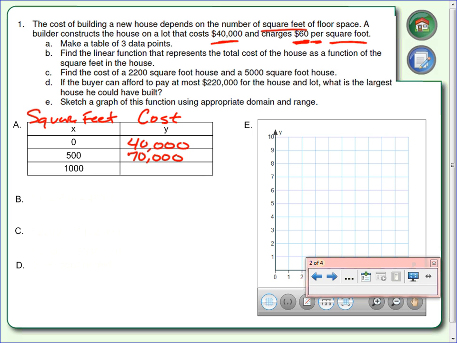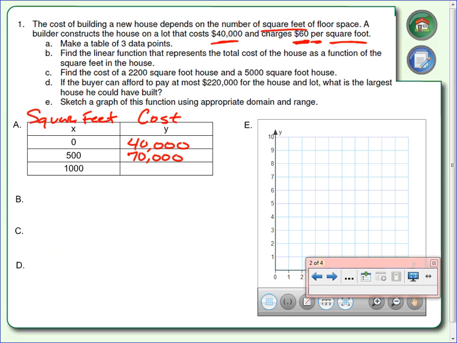What if I have a bigger house? What if instead of 500 square feet, I have one that's 1,000 square feet? Well, let's do the same process. Let's multiply 1,000 times 60. What's 1,000 times 60? 60,000.